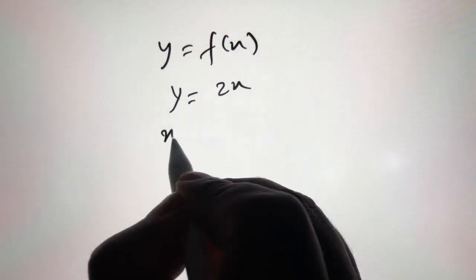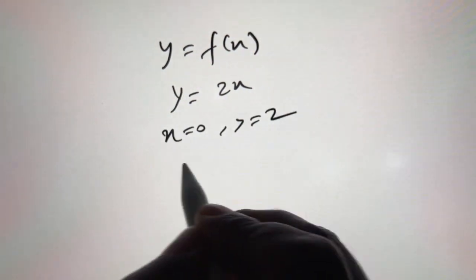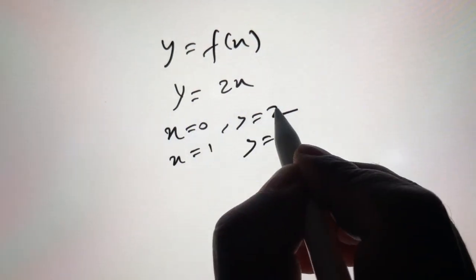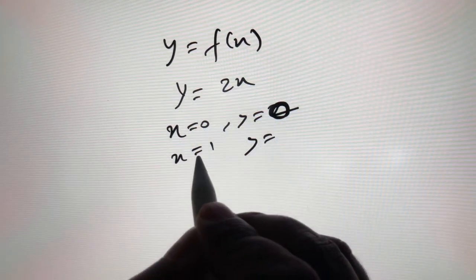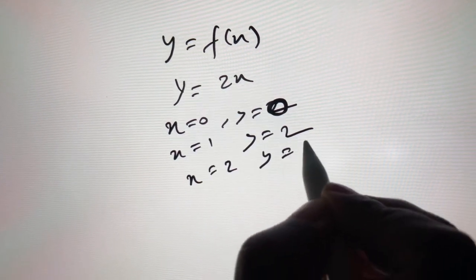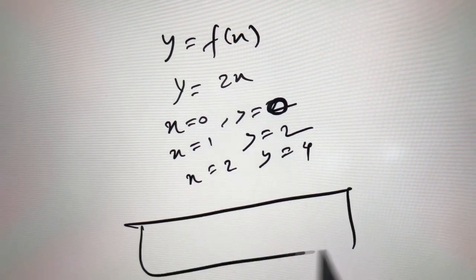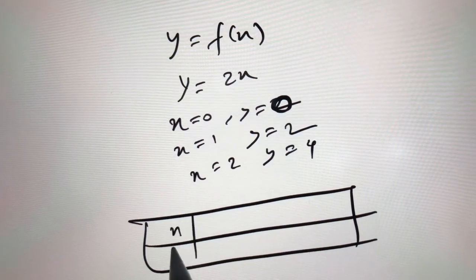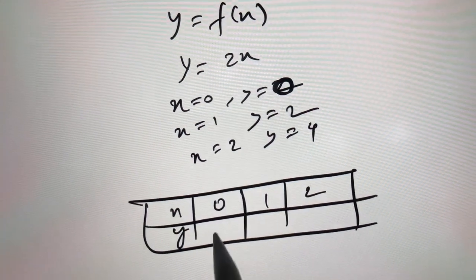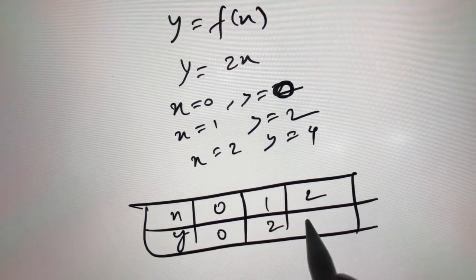So if x is 0, then y is, sorry, when x is 0, y is 0. When x is 1, y is 2. When x is 2, y is 4. So let's say we take these points. So we've got a table with x and y. So x has got values 0, 1 and 2, and the corresponding values of y are 0, 2 and 4.